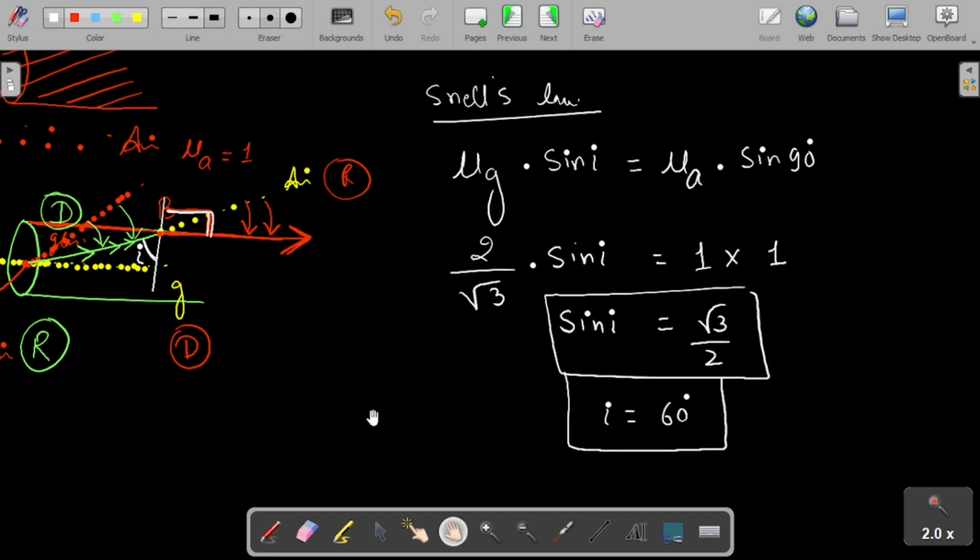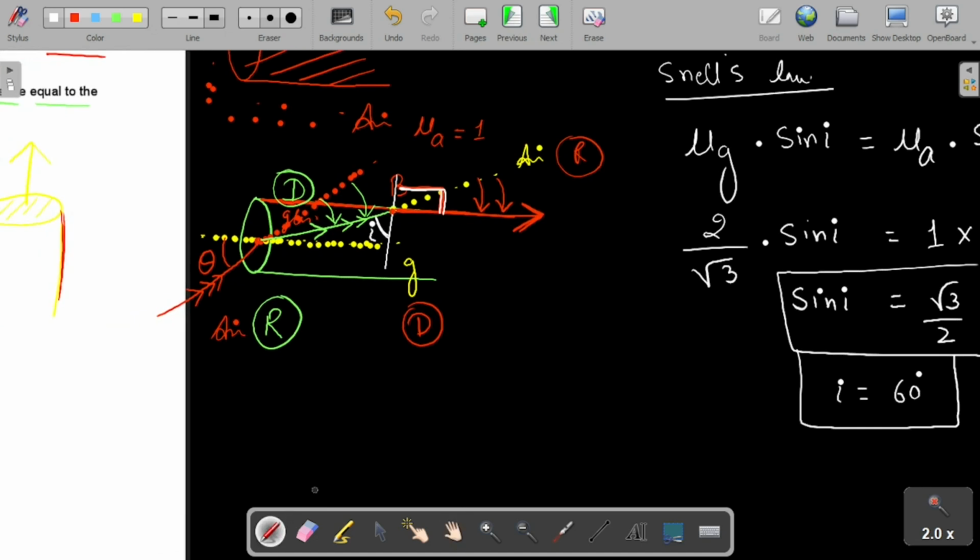Right? So if this angle I is 60 degrees, what is going to happen? See, if this is 60 degrees, this is again 90 degrees, because the normals of this circular surface and this curved surface are both perpendicular. So this is going to be 30 degrees from the angle sum property, right? This is 60, this is 90, so this is going to be 30 degrees, right?